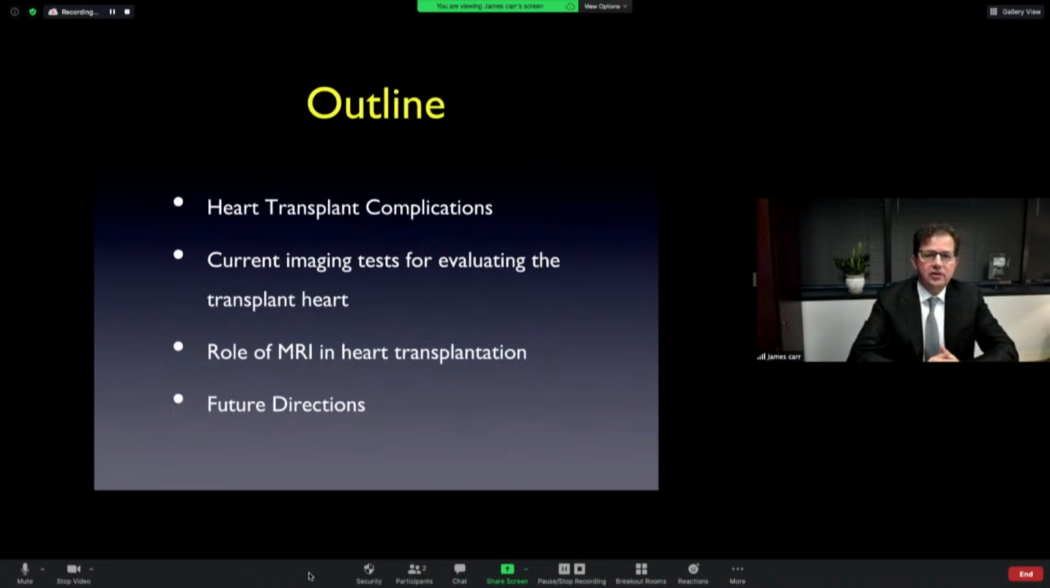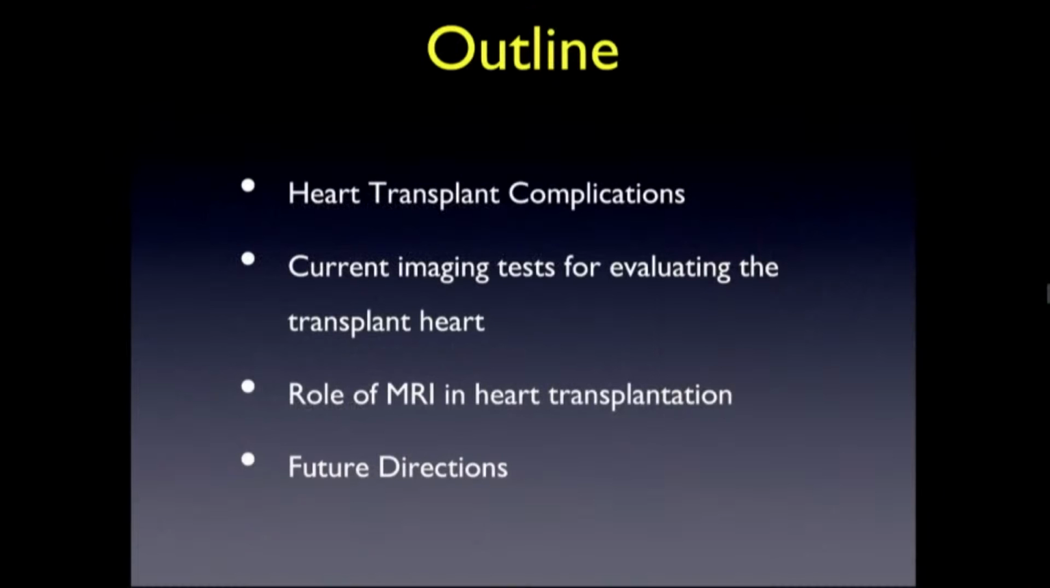So in terms of outline, I'm going to just review some of the heart transplant complications. Then I'll talk briefly about current imaging tests for evaluating the transplant heart. I will then talk about the role of MRI in heart transplantation, just briefly finish up on future directions. I am going to focus on imaging, but I am aware that there are many non-imaging tests now used to evaluate the transplant heart, and perhaps particularly AlloMap testing, etc. I am not going to talk about that in this particular talk, but of course this may be something for the discussion, and of course I understand that it is relevant.